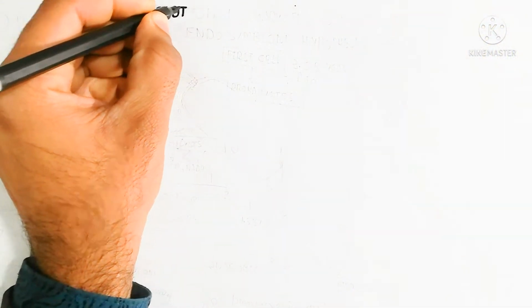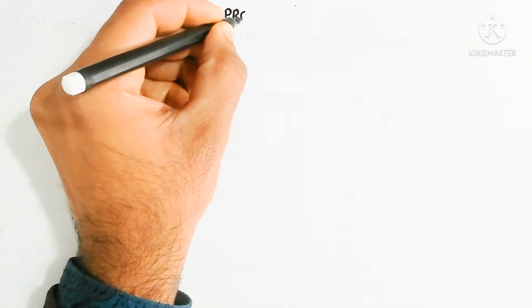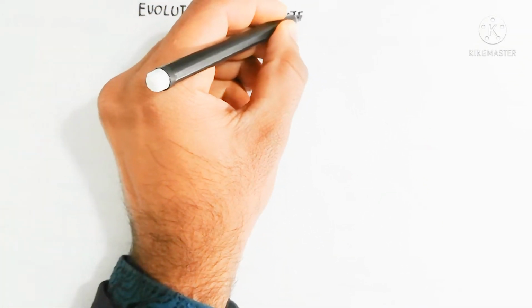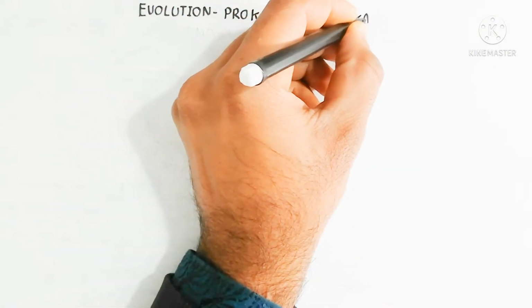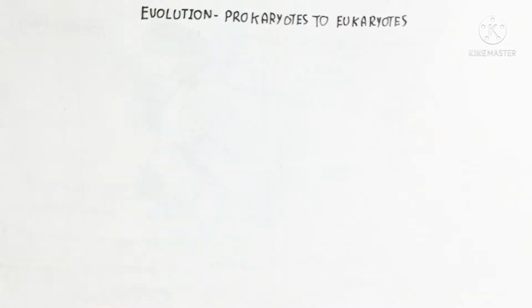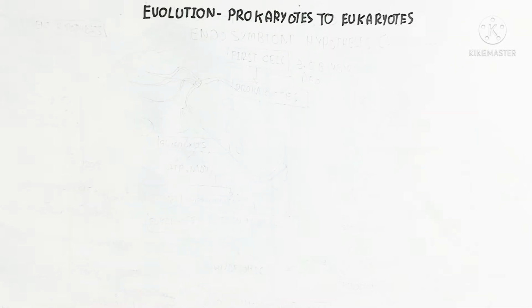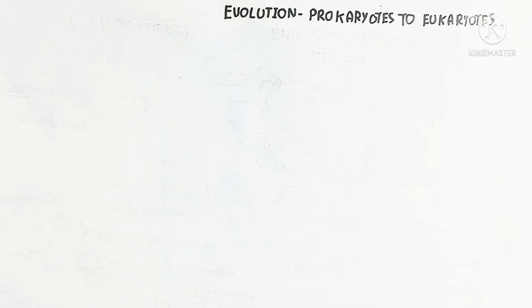Hello, in this video we will discuss the evolution of prokaryotes to eukaryotes. So basically the first hypothesis is the vent hypothesis.